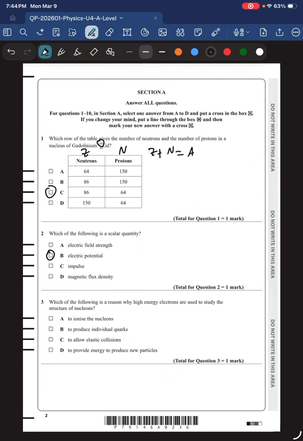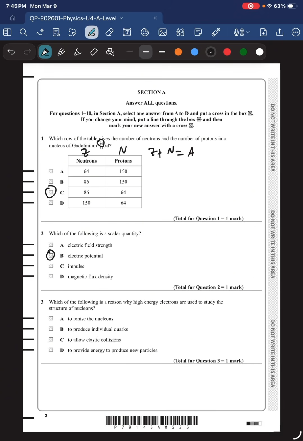All right. Question 3. Which of the following is a reason why high energy electrons are used to study the structure of nucleons? A is to ionize the nucleons. This makes no sense. B, to produce individual quarks. That cannot happen, actually. You can never have individual quarks, okay? I forgot what it's called. It's been a while. It's called confinement of quarks. Quarks can never be on their own. They need to come in pairs, okay?